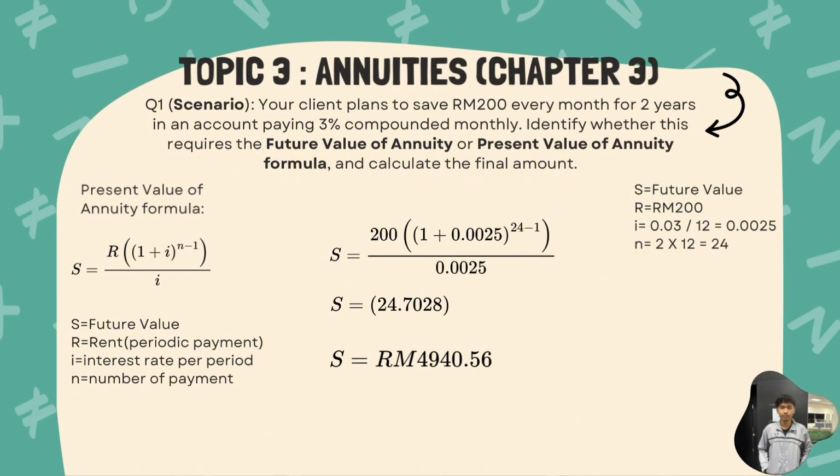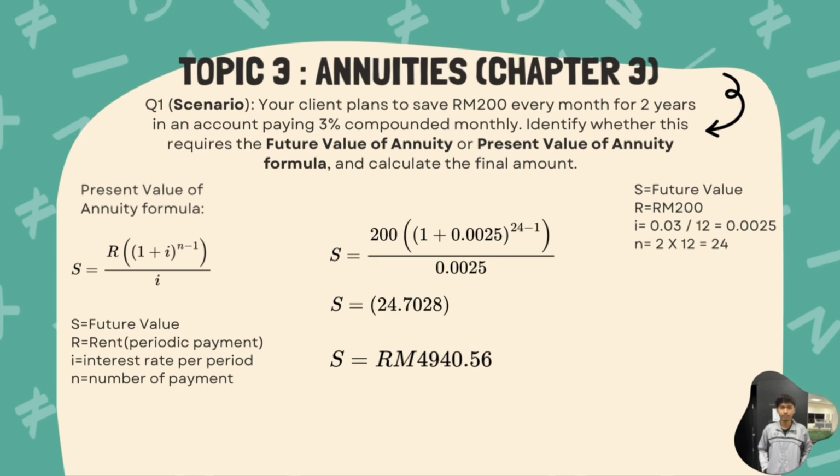The rent is 200 ringgit. The interest rate is 3%, which in decimal is 0.03. Since the interest is compounded monthly, we divide 0.03 by 12, which gives 0.0025. The number of periods is 2 years multiplied by 12 months, which is 24. So, we say the future value equals 200 multiplied by the quantity of 1 plus 0.0025 raised to the 24th power minus 1, divided by 0.0025.